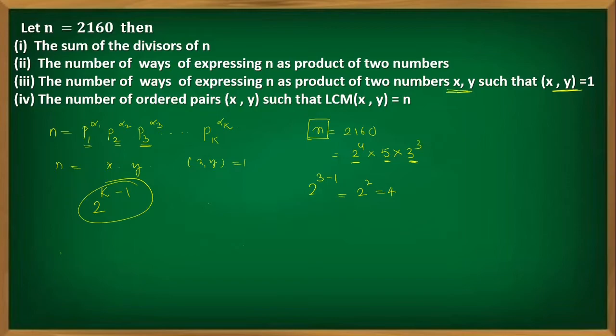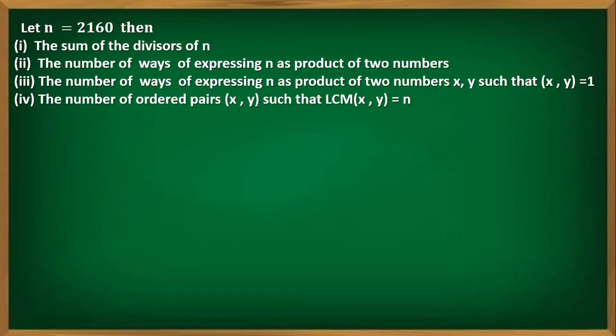Now let's solve the last question. The number of ordered pairs x comma y such that LCM of x comma y is equal to n. First of all, observe how you will find the LCM of two numbers whenever you know the canonical form. Let's say I have one number, m, equal to 2 to the power of 3, 3 to the power of 2, and 5 to the power of 4.